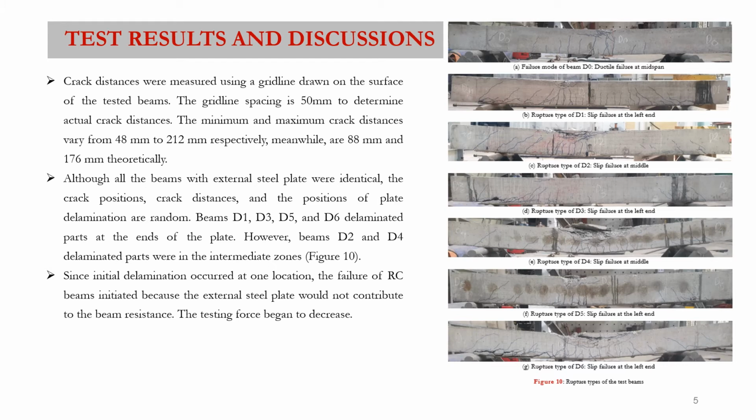Crack distances were measured using a grid line drawn on the surface of the tested beams. Although all the beams with external steel plate were identical, the crack positions, crack distances, and the positions of plate delamination are random. Since initial delamination occurred at one location, the failure of RC beams initiated because the external steel plate would not contribute to beam resistance.